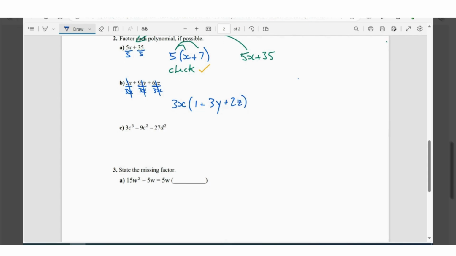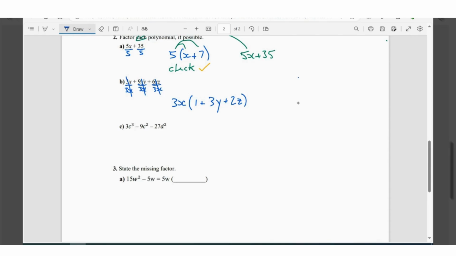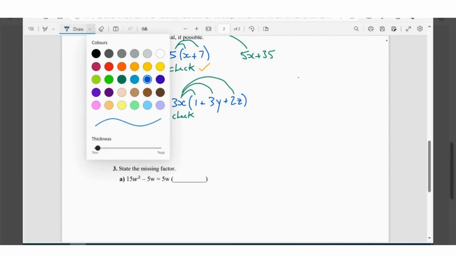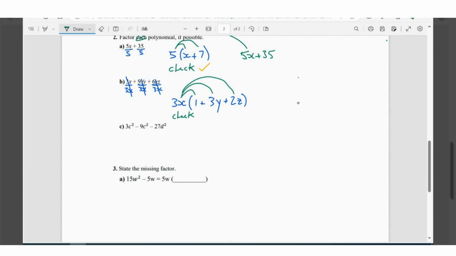And then you can check if you want. You can say, did we do this correctly? We can check our answer. We can redistribute this back inside. And let's see what we get. I'll do it in green. So 3x times 1 is just 3x. 3x times 3y gives us 9xy. And 3x times 2z would give us 6xz. And indeed, that's the same as our original question. So you can tell, oh yes, I've done it correctly.